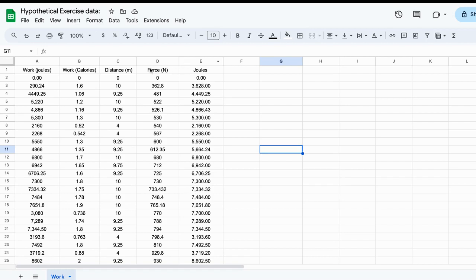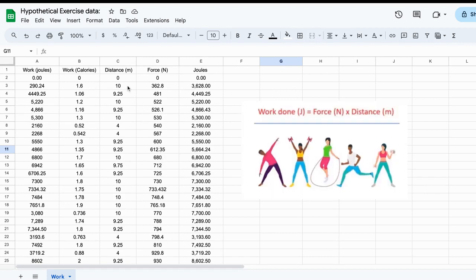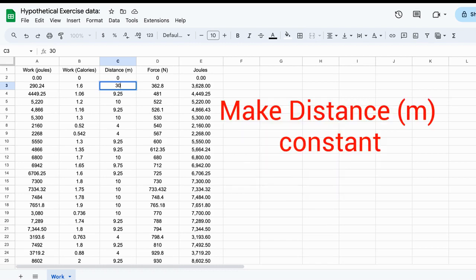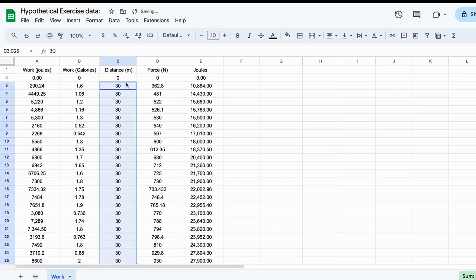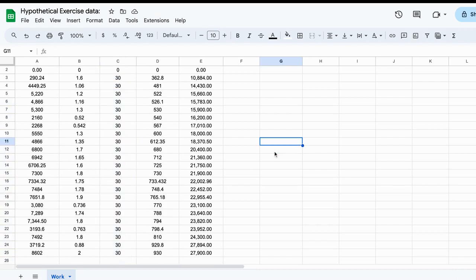This is great, except we still have all this inconsistency. So now what we're going to do is change the distance everybody moved to something consistent. So I'm just going to say, let's all move 30 meters. So I'm going to put 30 in here. Notice that already changed here. I'm going to drag that down and make everybody move 30 meters. That automatically calculated the new joules.